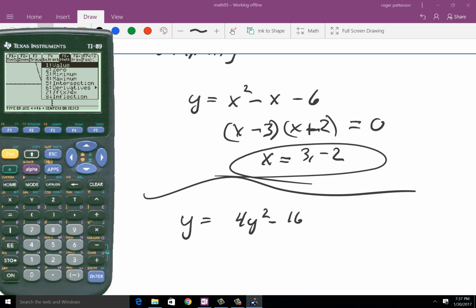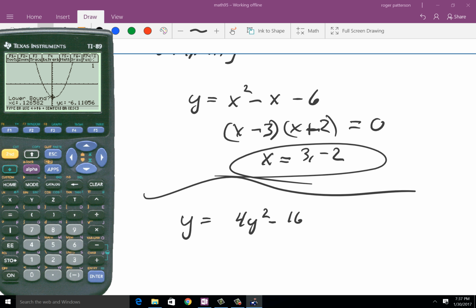Okay, and when you go F5, this thing is called a zero. The reason it's called a zero is that at that particular value, the function is 0. So we go down to zero. Lower bound. Lower means left. We talked about that once.